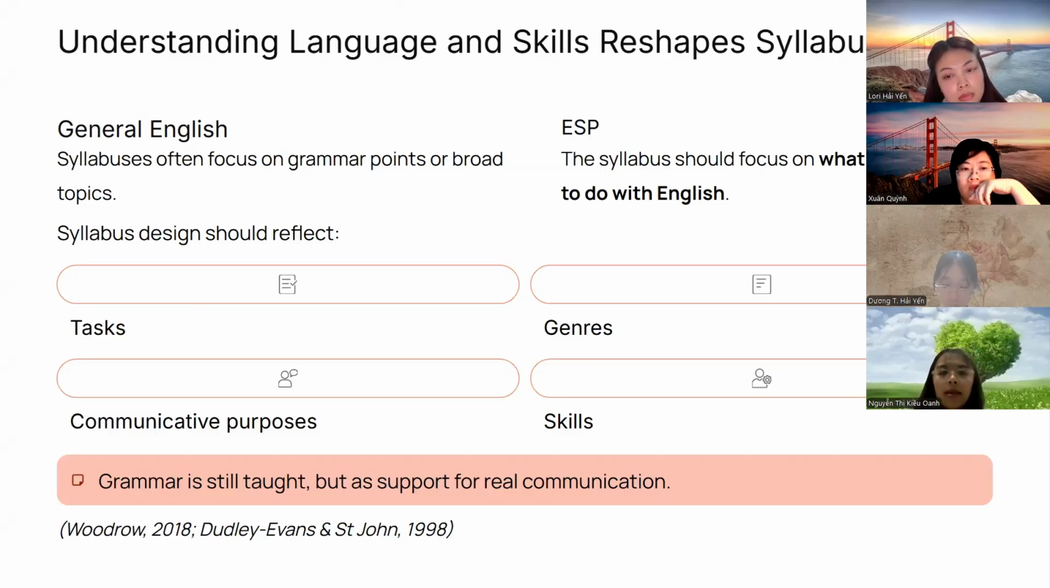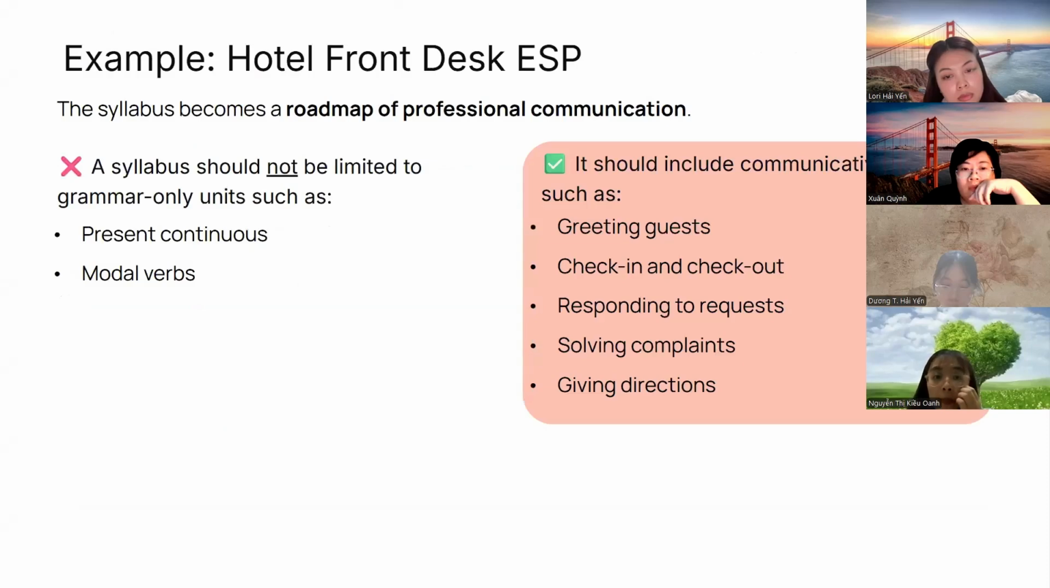The next slide, please. Okay. Let me take the example of hotel front desk ESP. If we design the syllabus only around grammar items such as the present continuous or modal verbs, the course may look organized, but it may not actually prepare learners for their jobs.